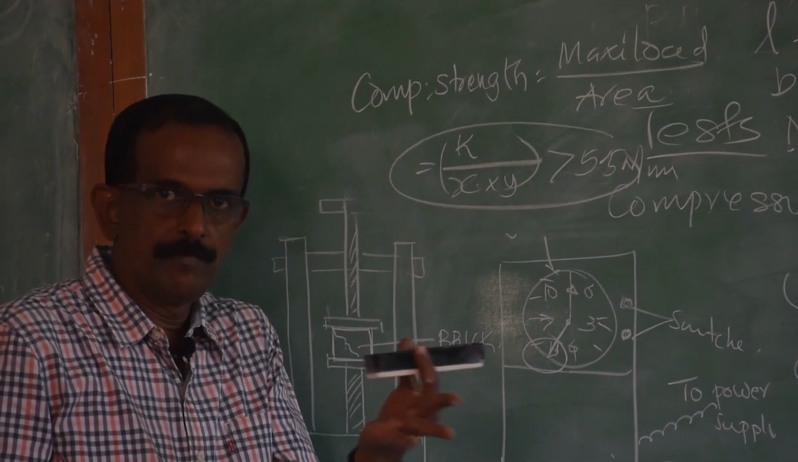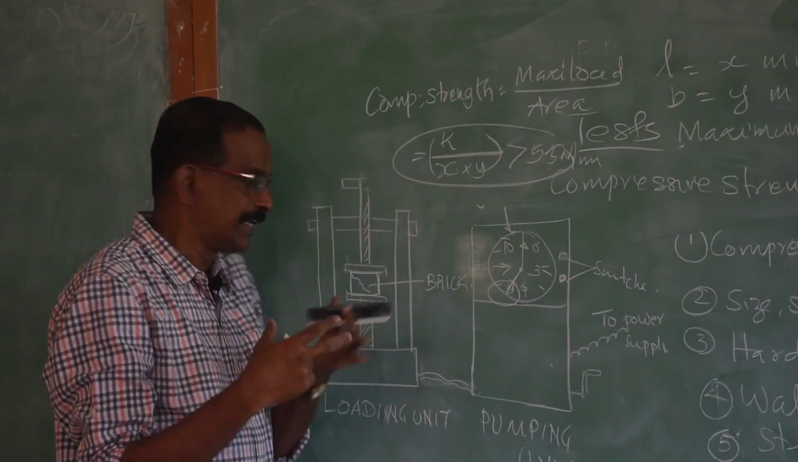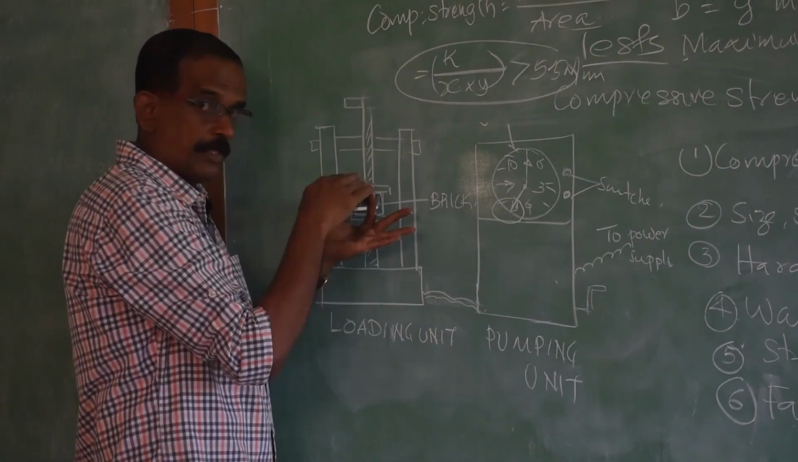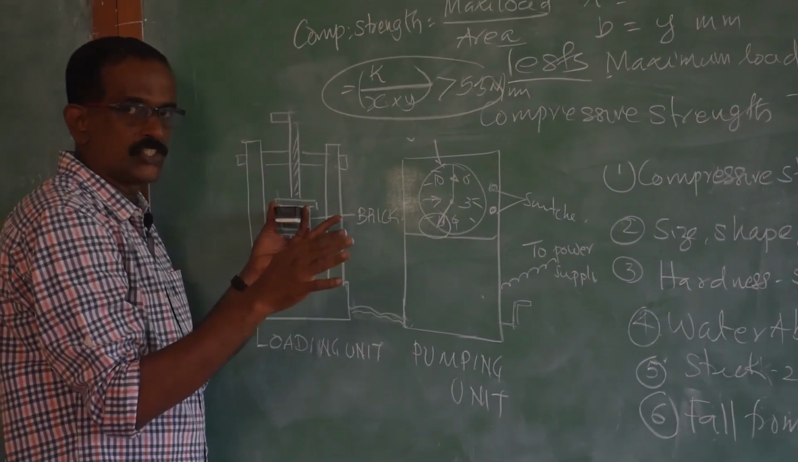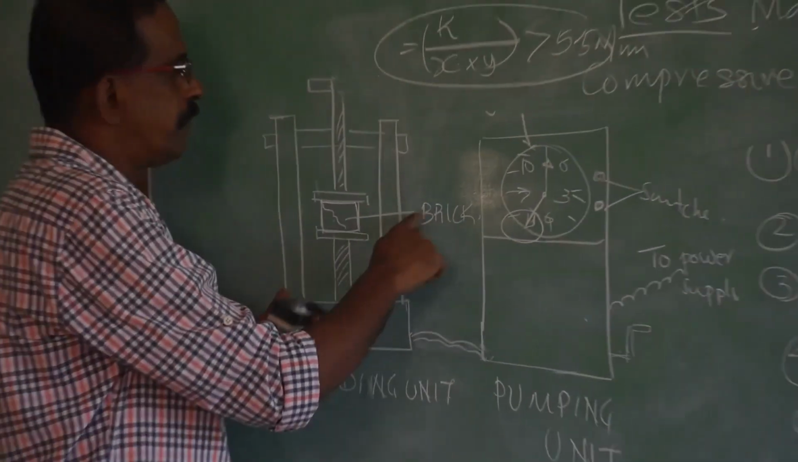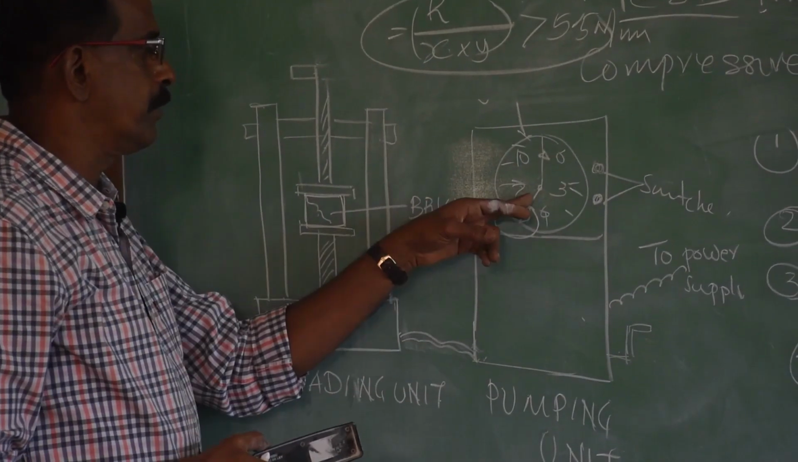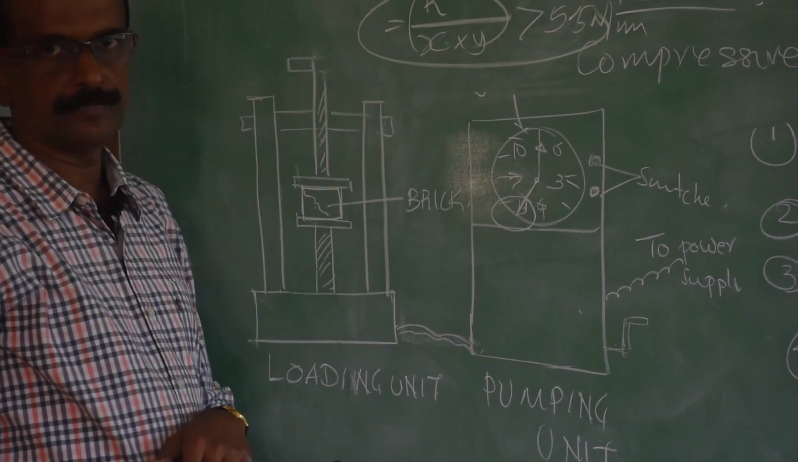So take the brick, note its dimension, keep it on the machine, apply the load, apply the pressure, note the failure load or the crushing load or the maximum load, divide by the area on which the load is applied, and you will get the compressive strength.